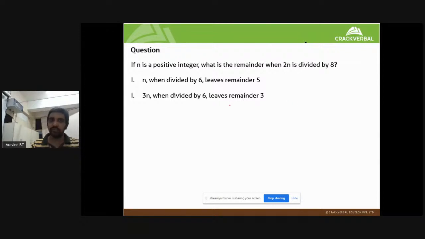So this is a question where you cannot depend on the equations alone, right? The first statement says, again, we have a mistake here. So there's a second statement. The first statement says n when divided by 6 leaves a remainder of 5. We don't know the quotient, so let's take it as k. So I can write n as 6k plus 5.